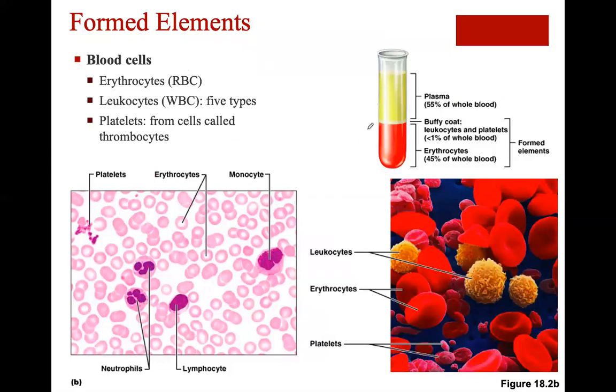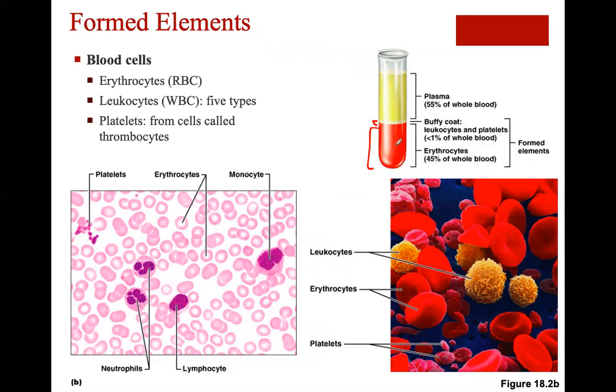Now, looking down into the next two levels, which are your buffy coat, the tiny one, and then your hematocrit or your erythrocytes. And the buffy coat, again, is made up of your white blood cells and platelets. And the remaining blood, which is on average about 45%, is going to be your red blood cells.